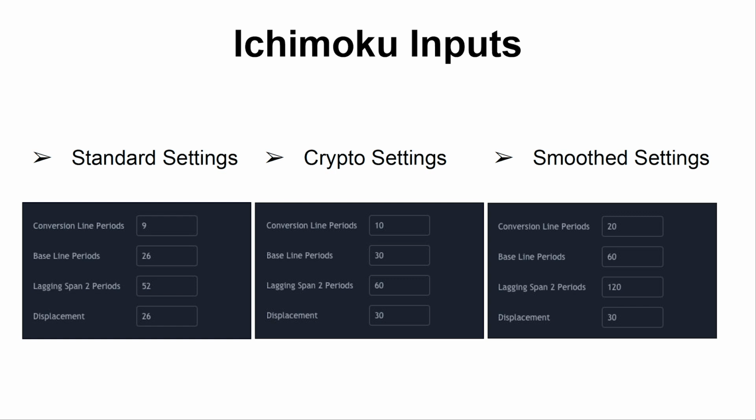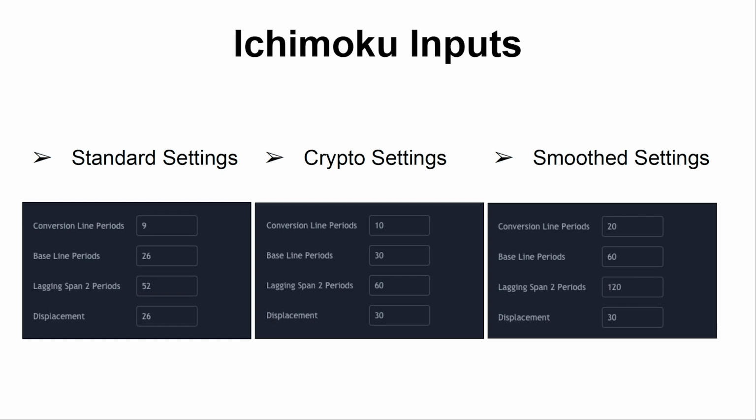Now, for those of you trading crypto, we tweak these numbers to 10, 30, 60, 30. This helps account for the 24/7 nature of cryptocurrency. The exchanges are never down. You can trade all year long with no holidays. Here we assume an average of 30 trading days a month and base our calculations off that. Lastly, we have what I call the smooth or the doubled settings: 20, 60, 120, 30.